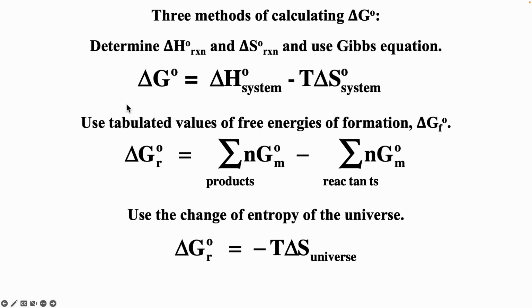And so there's 3 ways of actually calculating delta G. We can use delta G equals delta H minus T delta S. We can do delta G equals products minus reactants. And remember, we define delta G as equal to minus T delta S of the universe.